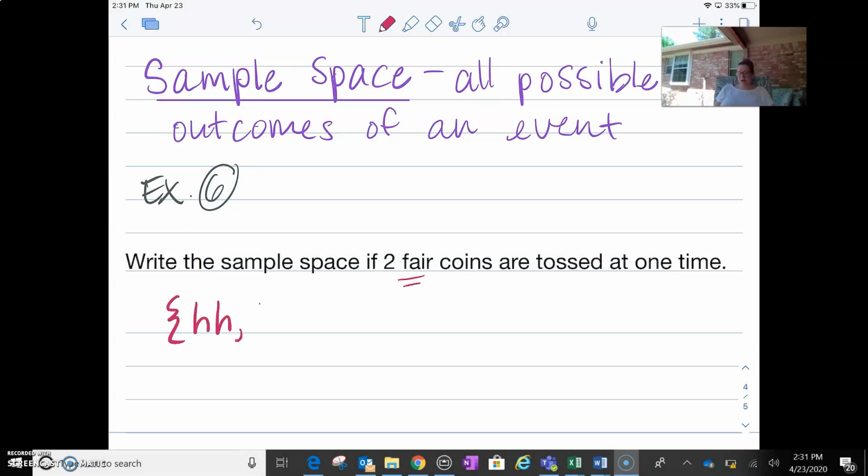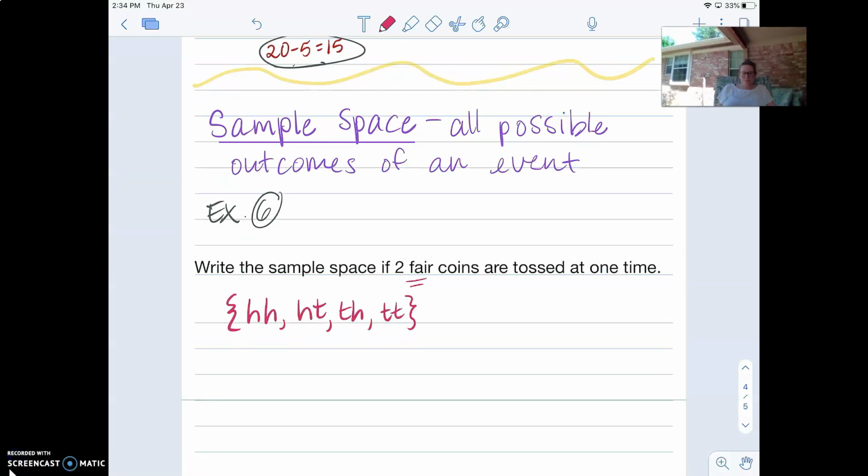Or I could get a heads and a tails, right? Or I could get a tails and a heads, because the 2 coins are different from each other. So it's possible that I could get a tails and a head. I mean, they mean the same thing, but that could happen, right? Or I could get 2 tails. So that would be my sample space. Does that make sense? Okay, so from here you can always find the probability of something happening.